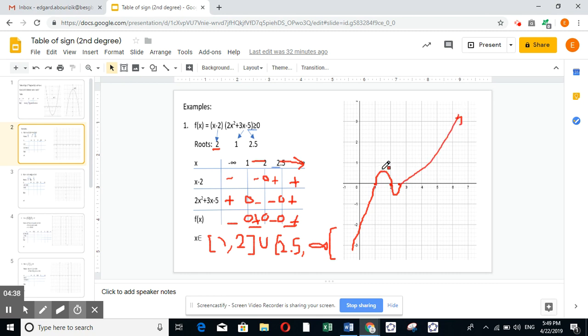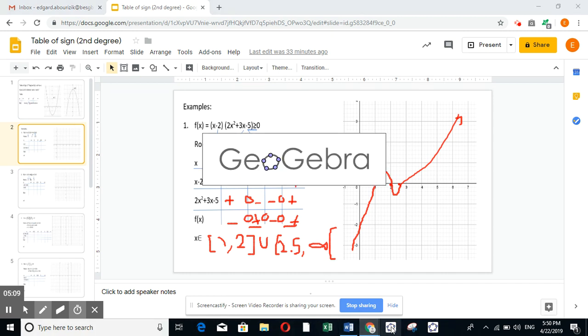Then it goes up till infinity. Now if you want to have a perfect graph, you need to graph it using Geogebra, because in grade 12 you're going to learn how to graph parabolas, functions, polynomials, and rational and irrational functions. But now we can approximate the graph, no need to be accurate. And if you want to check your work, you can go to Geogebra.